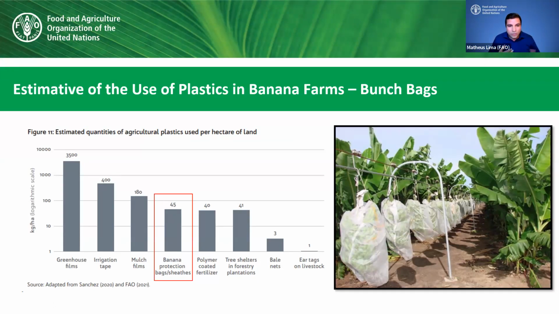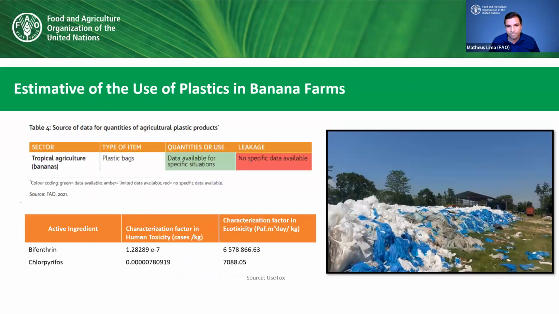Estimates of how much of these bunch bags are used vary a lot in the report of FAO. They estimate 45 kilos per hectare as an average. Other studies, considering nylon ropes and other types of plastic structures, go up to 70 kilos per hectare in a banana farm. And this is an issue.